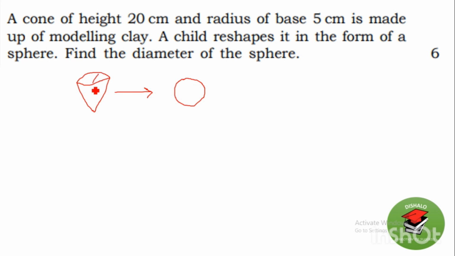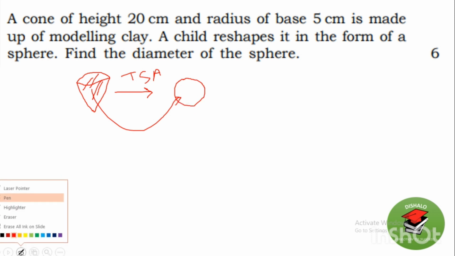Okay, so what happens is that whatever is the volume of the cone, the same will be the volume of the sphere. The total surface area will be changed, as you can see by the figure only. The total surface area is changed, right? But whatever is the volume, the same clay is used to make the sphere. So the volume of the sphere will be the same.